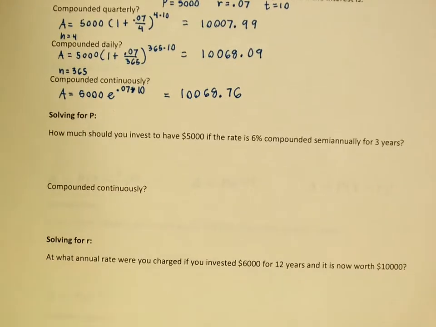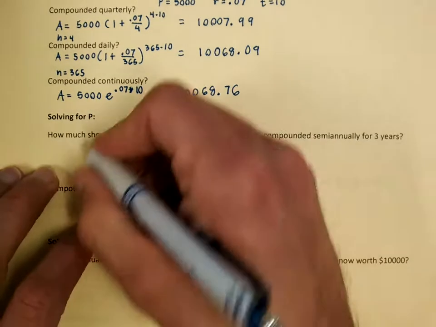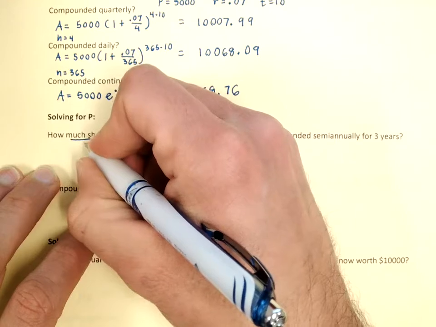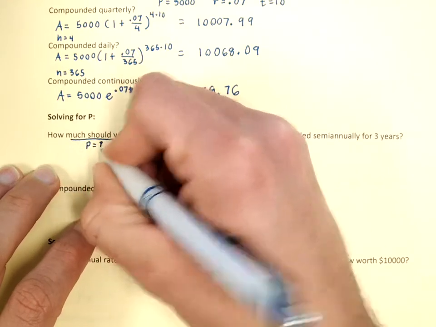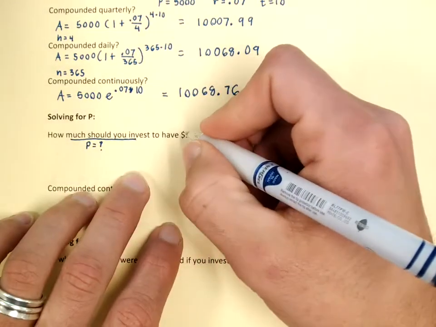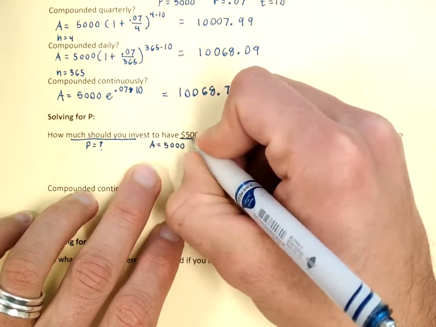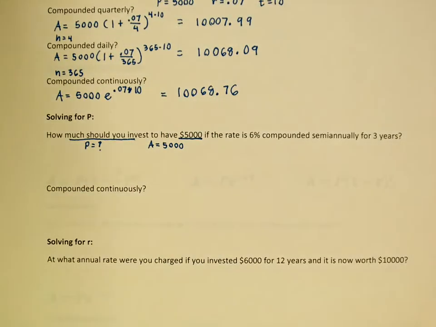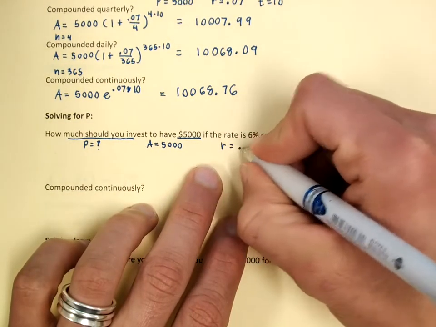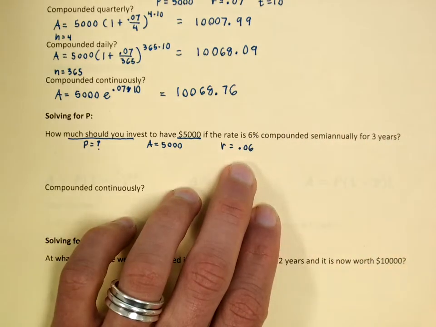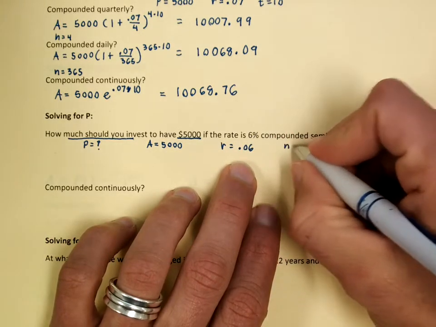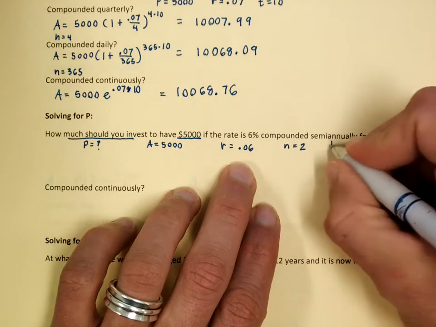Alright, on the next one, we're going to talk about some other stuff that may be more difficult. It says, how much would you have to invest to have $5,000? So in this one, how much do you have to invest? That means I don't know what P is. If you want to have, so A is 5,000, that's how much money I want to end up with at the end of it. The rate is 0.06 semi-annually. Semi-annually means that n is 2, so it's compounded twice, and t is 3.